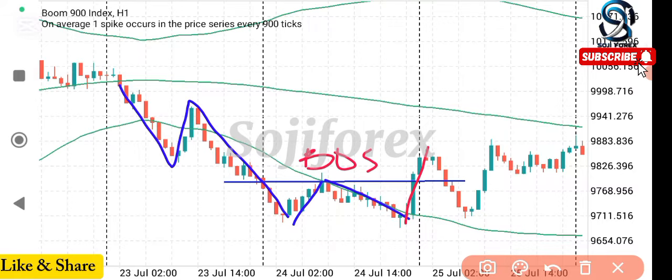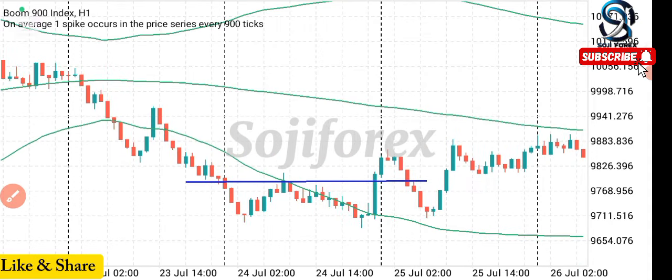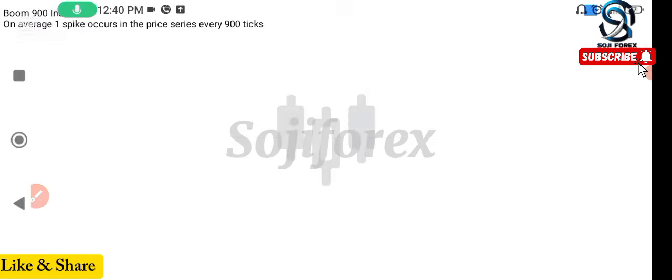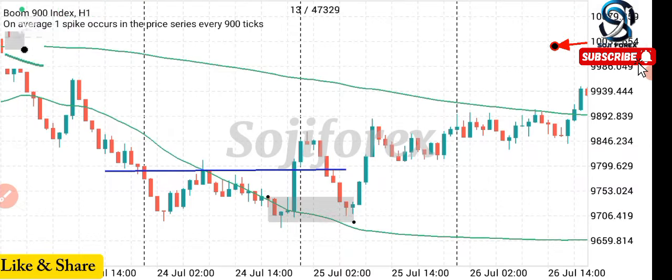In this zone, we have this last bearish candle that breaks structure. So we are going to mark that last bearish candle, which is our order block. So here is the order block, perfectly well. We have marked the last bearish candle.